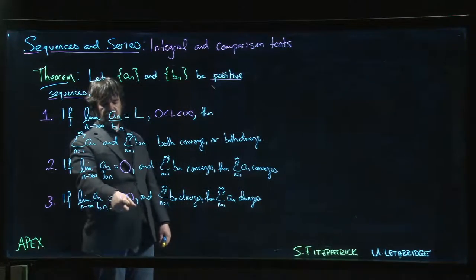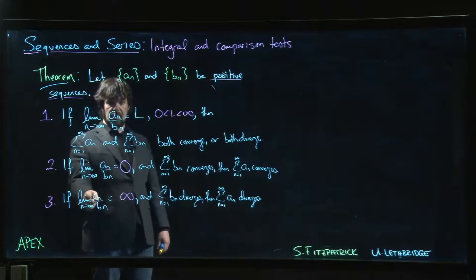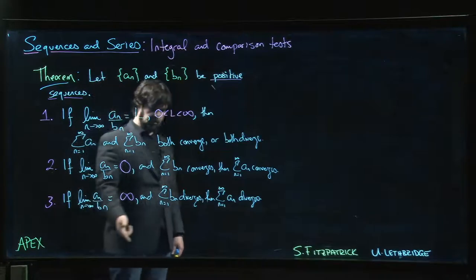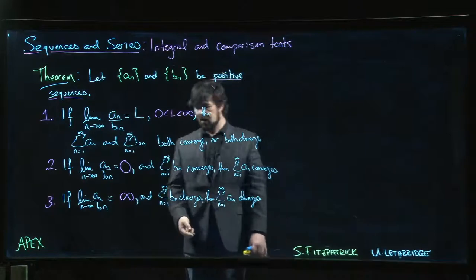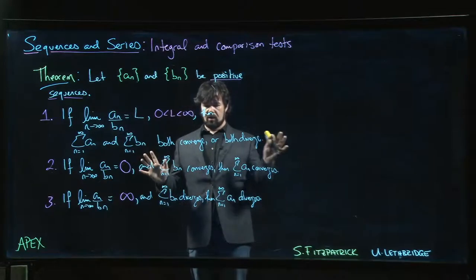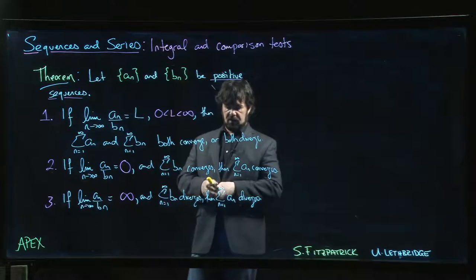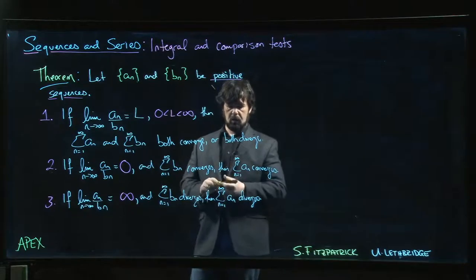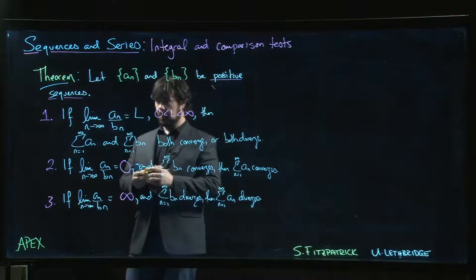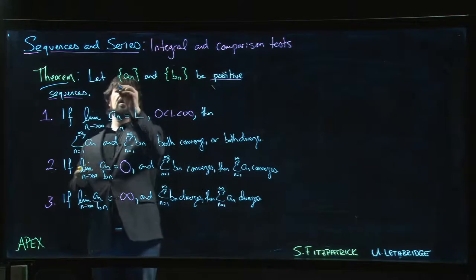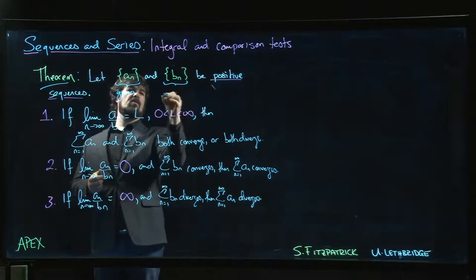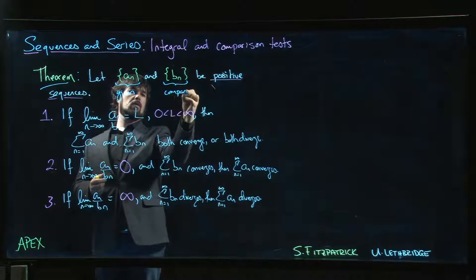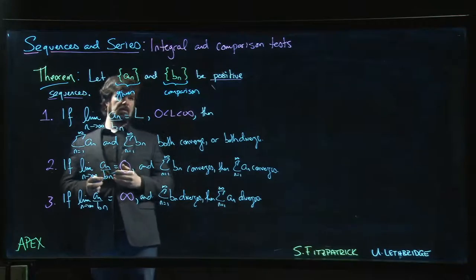On the other hand, if the limit is infinity, that means the a_n are growing much faster than the b_n. So the a_n are larger in the long run, and if you know that the b series diverges, this one must as well. So the strategy here is to think of the a_n series as the given series, and the b_n series as the one you're going to compare to. That's your comparison series.